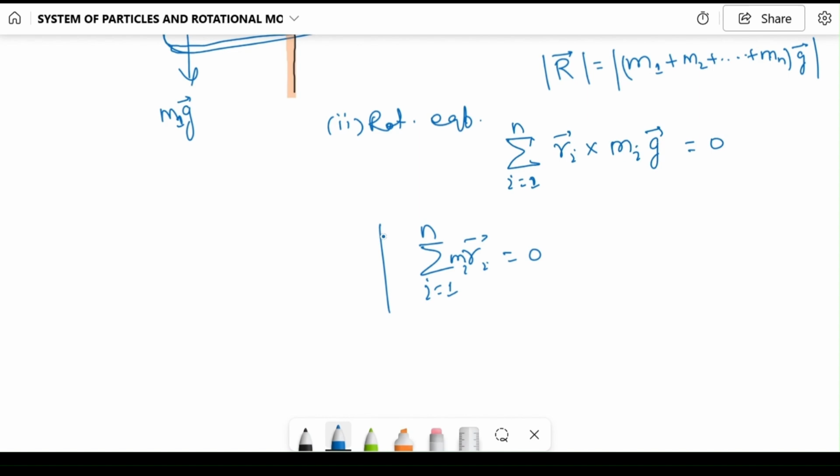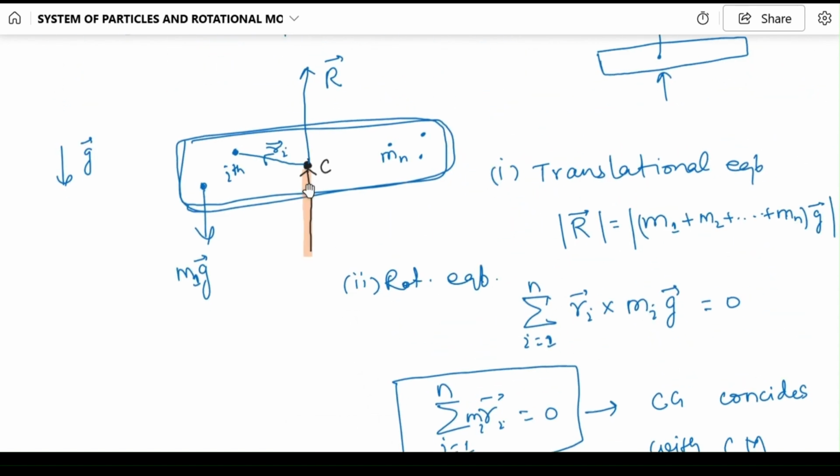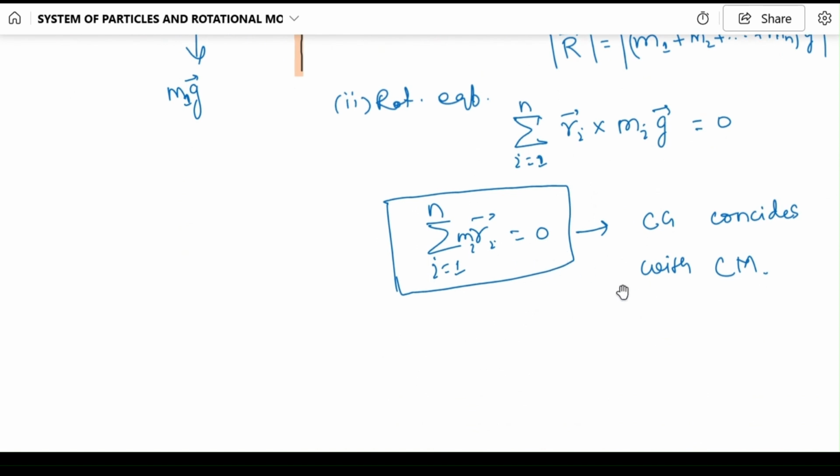And if this is the case, you can say that center of gravity coincides with center of mass. Yes, this is the condition when center of mass is at the origin. And here the origin we have chosen, or reference point we have chosen, is nothing but this center of gravity. So this is the case when center of gravity coincides with center of mass.